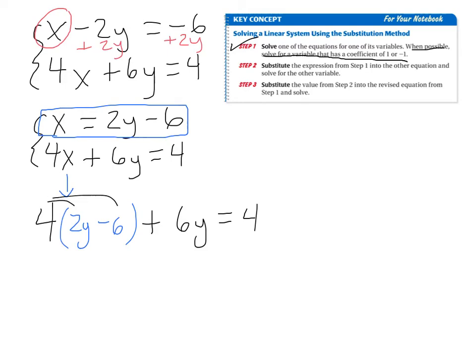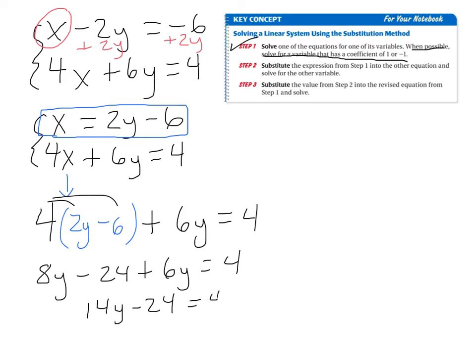4 times 2y and 4 times negative 6. 8y minus 24 plus 6y is 4. Combine any like terms that you might have. 14y minus 24 equals 4. Add 24 to both sides. And you can see that 14y is equal to 28. Therefore, y is 2. Step 2, complete.